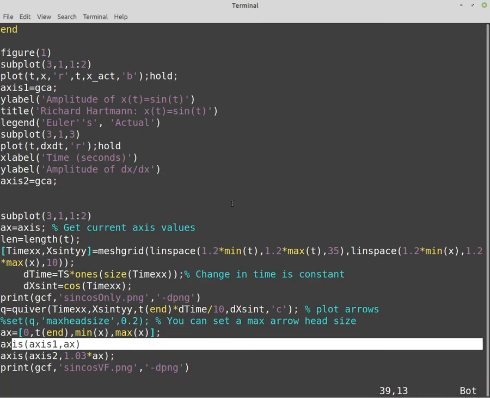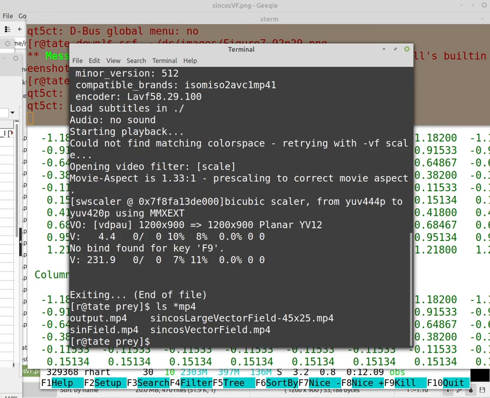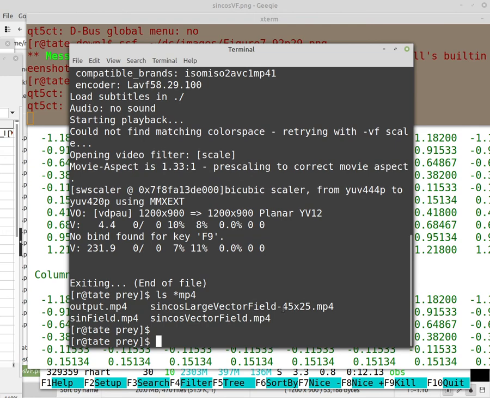Okay, I also did another one in there which was a little bit larger. It was 45 in the time direction and 25 in the vertical direction.